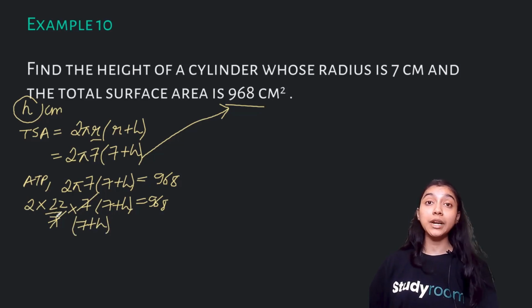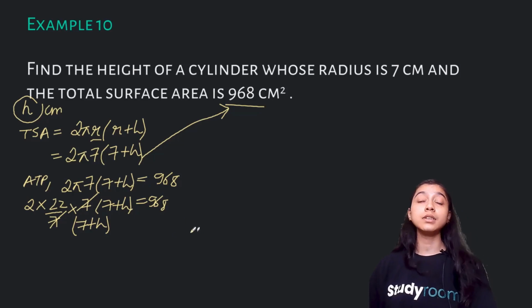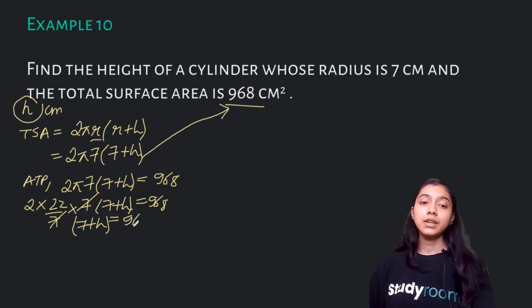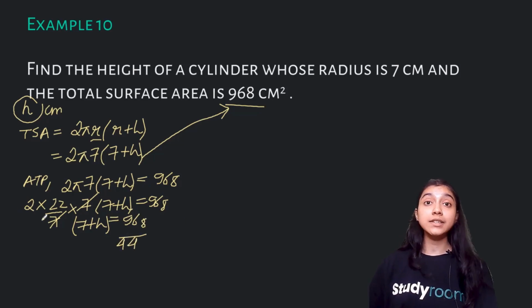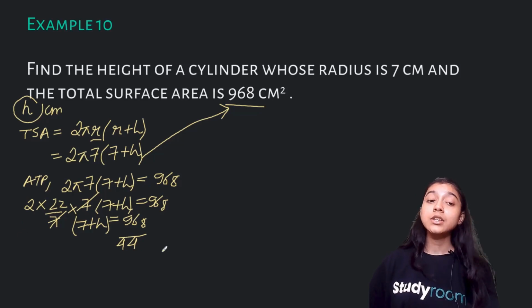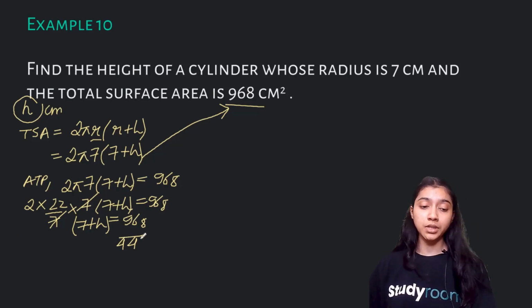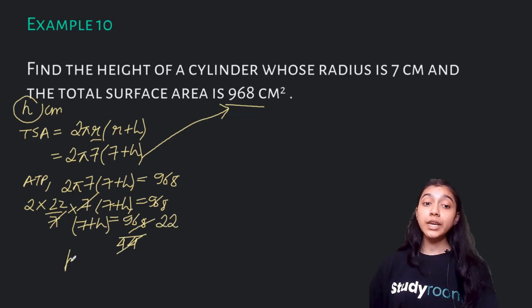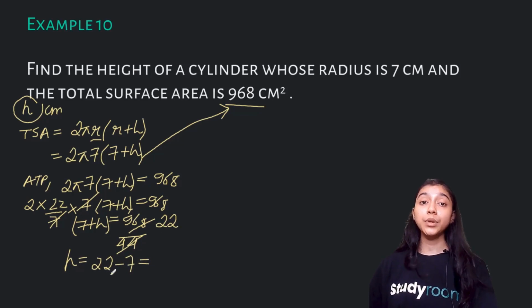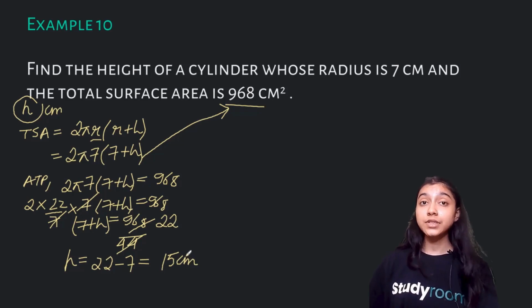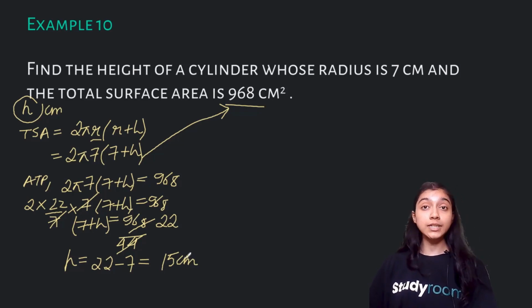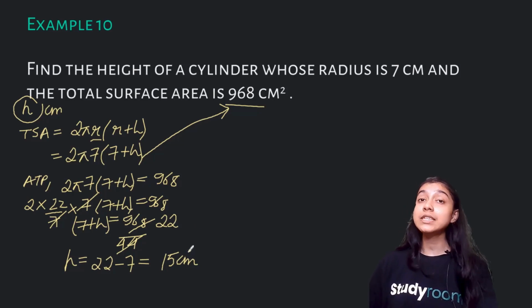And we'll take this 2 multiplied with 22, that is 44, towards the right hand side. So we have 968 divided by 44. Because this 44, that is 2 into 22, was multiplied on the left hand side, when we take it to the right hand side, it will go in the denominator portion. This gives us 22. So we have h is equal to 22 minus 7. So ultimately we get h is equal to 15 centimeters. So we can say that the height of the cylinder, whose radius is 7 centimeters and total surface area is 968 centimeters square, is 15 centimeters.